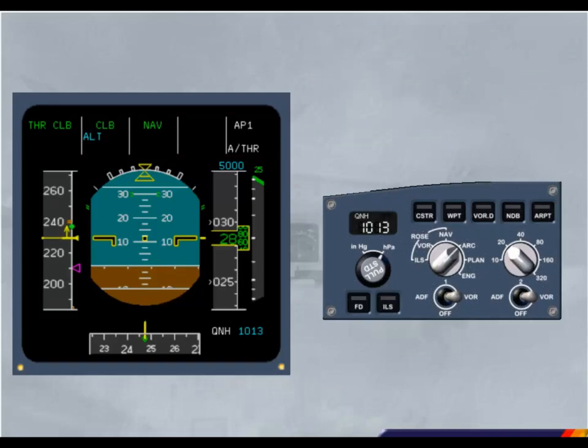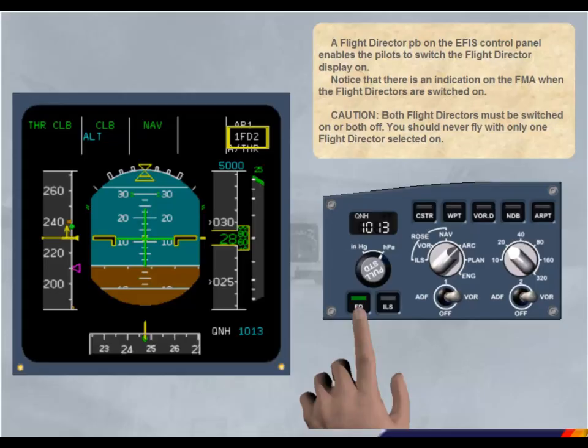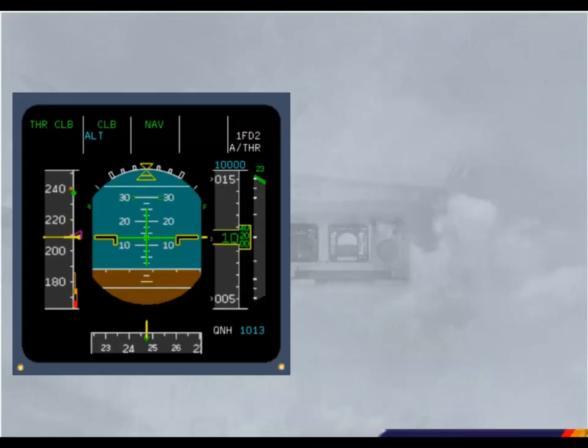A Flight Director push button on the EFIS control panel enables the pilots to switch the Flight Director display on. Notice that there is an indication on the FMA when the Flight Directors are switched on. Caution! Both Flight Directors must be switched on or both off. You should never fly with only one Flight Director selected on. When below 2,500 feet, a digital radio altimeter is displayed. In this module, we will concentrate on the primary flight indications. Let's start with attitude.